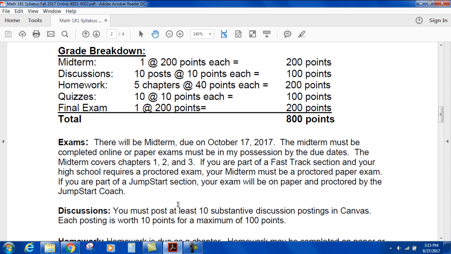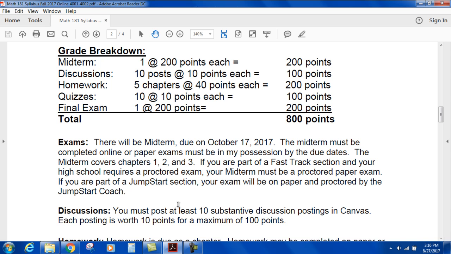I may do paper exam for working things out, or I might be persuaded to go with multiple choice as an option. The midterm covers chapters 1, 2, and 3. If you are part of a fast track section, your high school requires a proctored exam. Your midterm must be proctored by a proctored paper exam. If you are part of a Jumpstart section, your exam will be on paper and proctored by the Jumpstart coach.